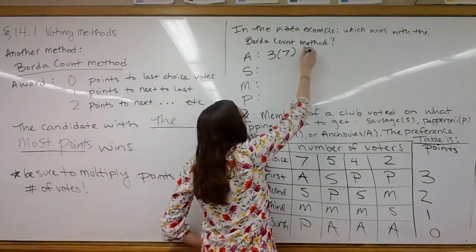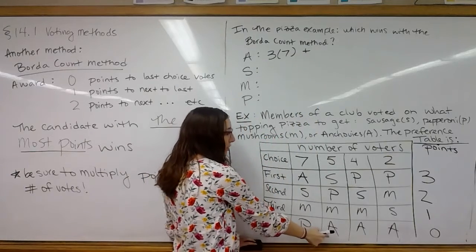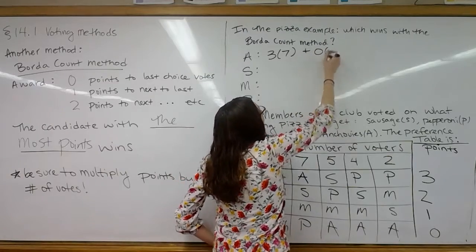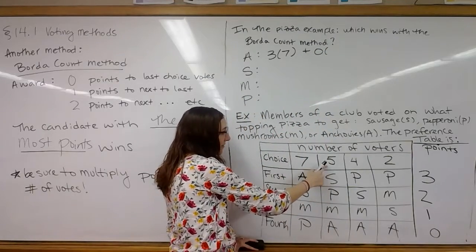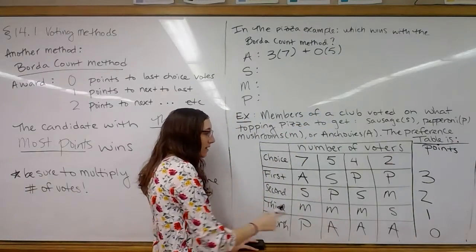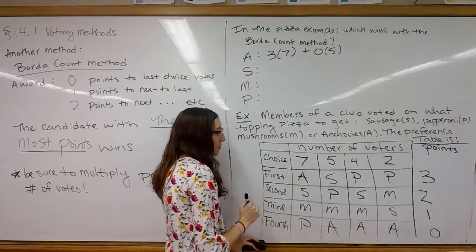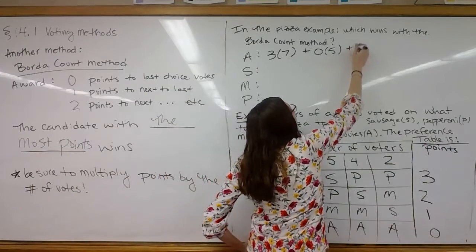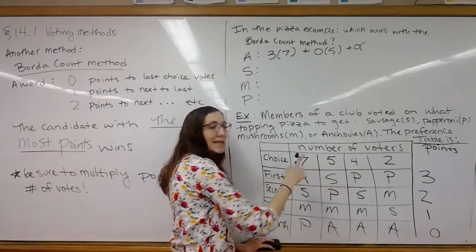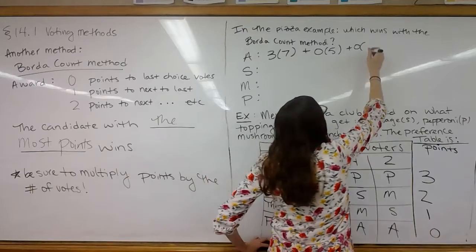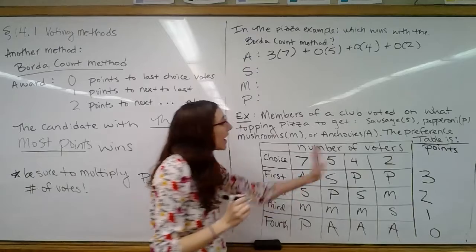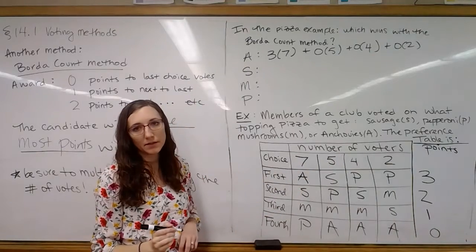Now we look at the next column and we see they're in the fourth choice in the second column. So that's worth 0 points. And that column represents 5 ballots. So they have 0 points times 5. Next column, again, they have fourth choice, which is worth 0 points. And that column is worth 4 ballots, so 4 different times they got 0 points. And then they're also last in the final column, which is worth 2 different ballots.